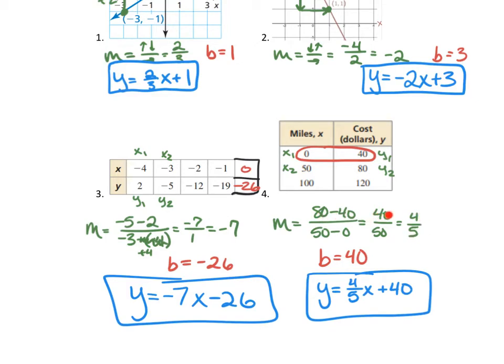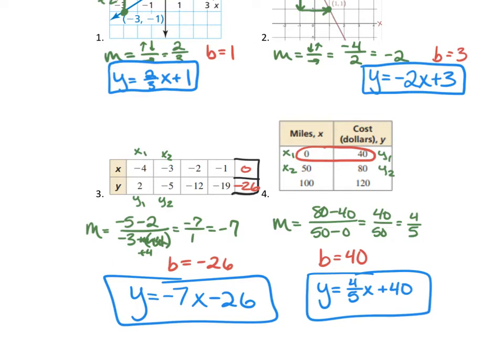80 minus 40 is 40, 50 minus 0 is 50. 40 divided by 50 reduces to 4/5. Then I look at the table and I see the y value that's partnered with an x value of 0, which means I know 40 is my initial value. It's where I start, so it's my beginning, or b. It's my y-intercept. Plug it one more time into the formula y equals mx plus b, and we're good to go.